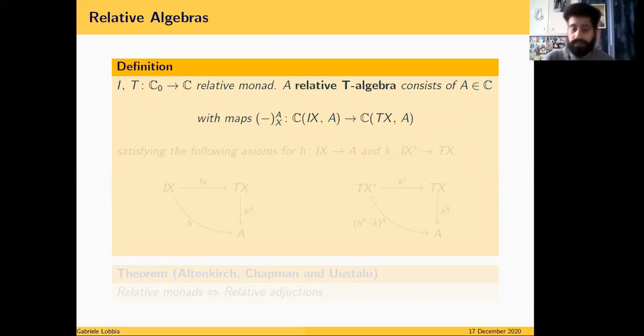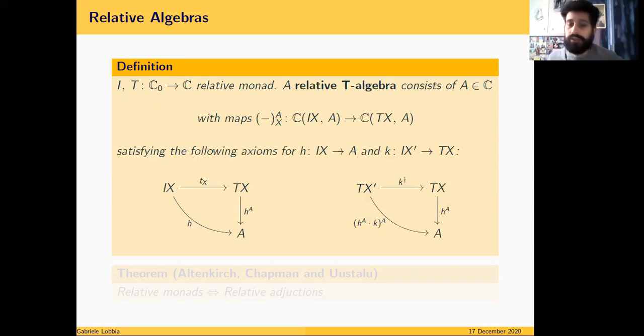And obviously these maps will have to satisfy two axioms that will be the corresponding axioms of the action of the algebra that has to respect the unit of the monad. And this is the first axiom, meaning that if you take the extension through A of H and we precompose with the unit, you get back H.